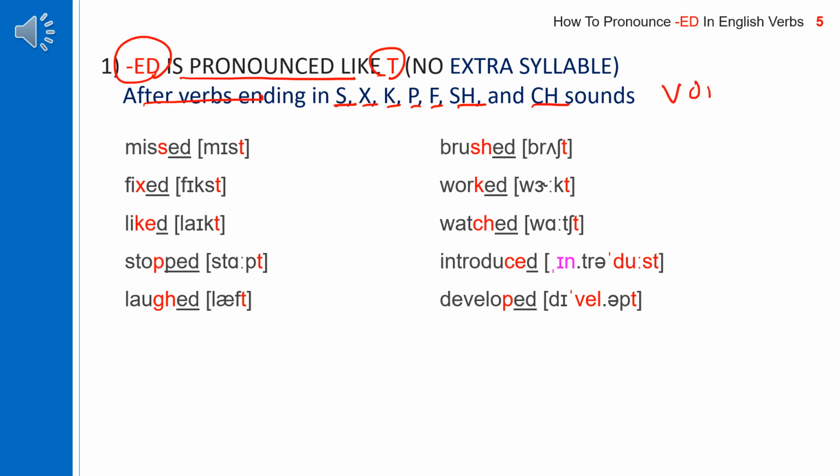So these are voiceless sounds. The first one, it's not missed with a separate E sound, it is missed. So E is silent. Fixed, liked. Again, remember E is silent. Liked, stopped, left, brush, brushed, work, worked, watch, watched, introduce, introduced, develop, developed.